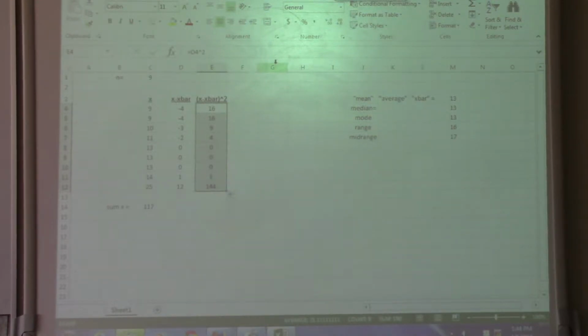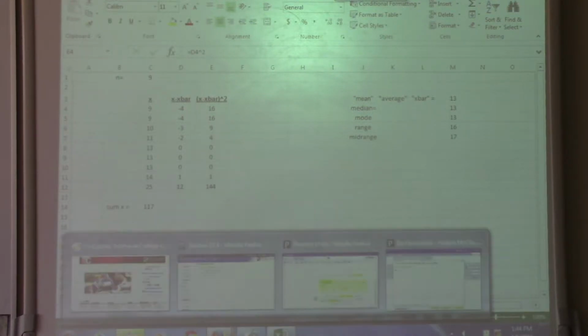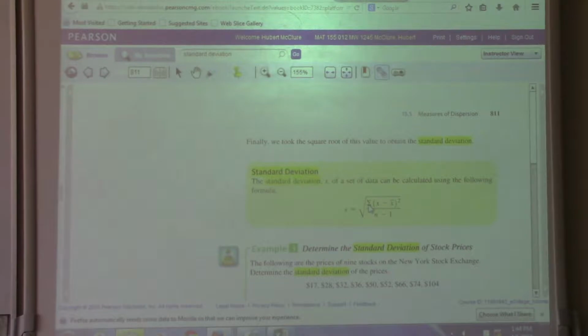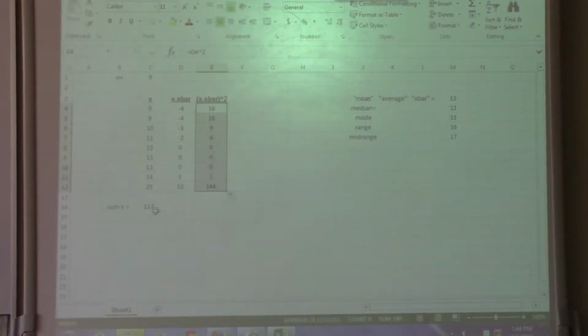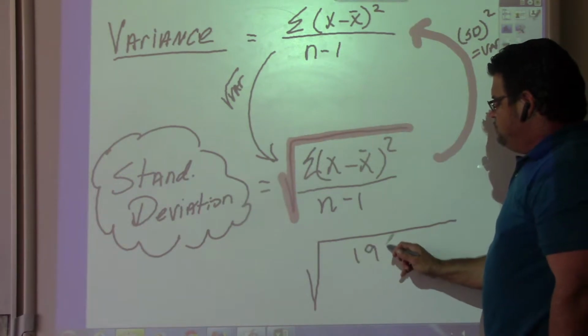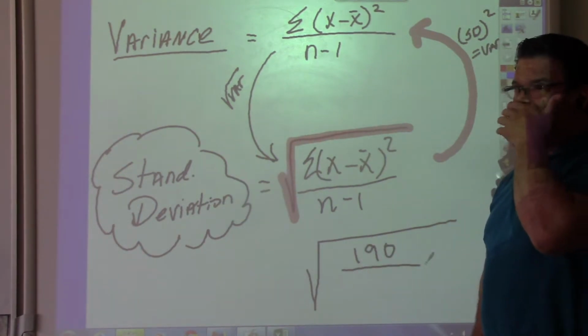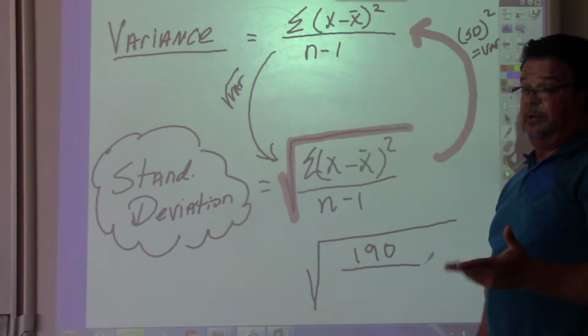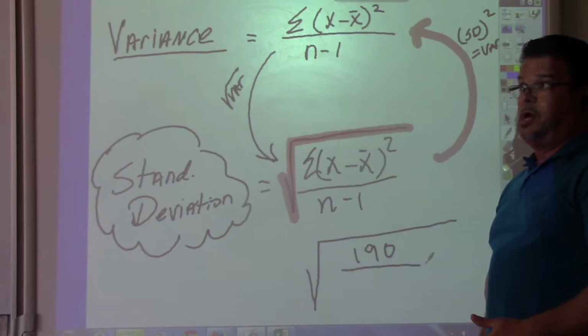And there's your x minus x bar. Now, what are we going to do with x minus x bar? Add them together. Good job. 190. Now that right there is your numerator for your formula. So square root of, what was it, 190, over n minus 1. Well, what was n? How many numbers we got? What's 9 minus 1? 8.